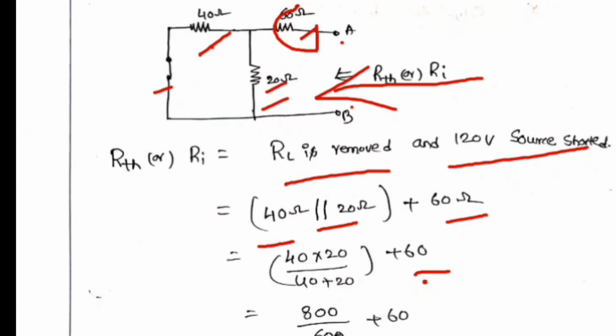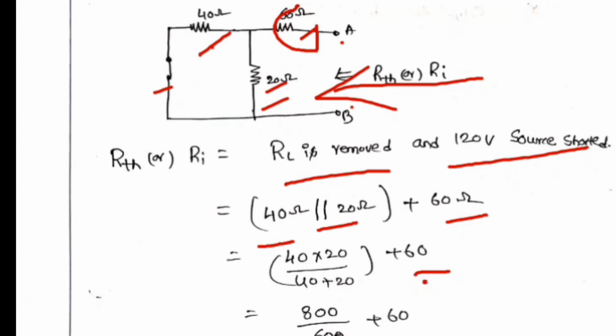Now we draw the equivalent circuit. R Thevenin is connected. Thevenin's voltage source we already calculated as 40 volts. R Thevenin is 73.33. We represent R Thevenin here. RL we have to calculate.